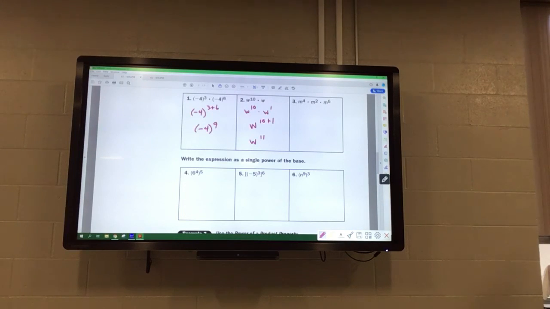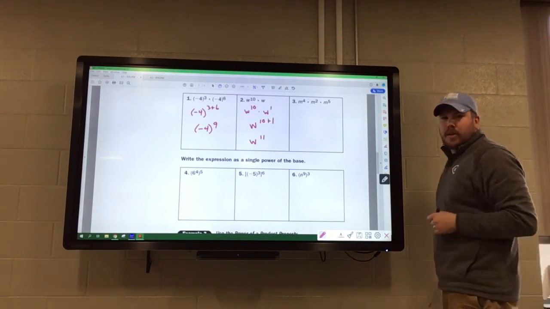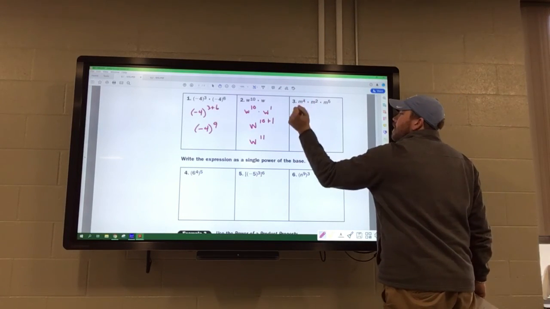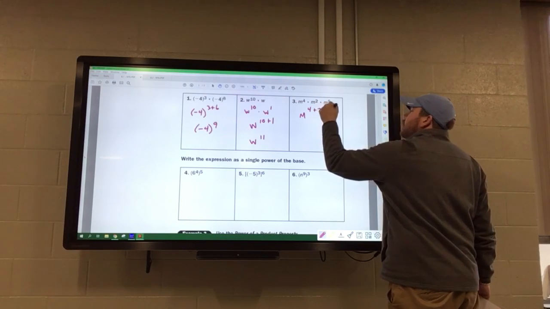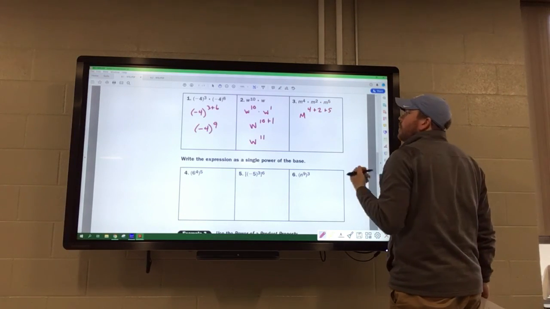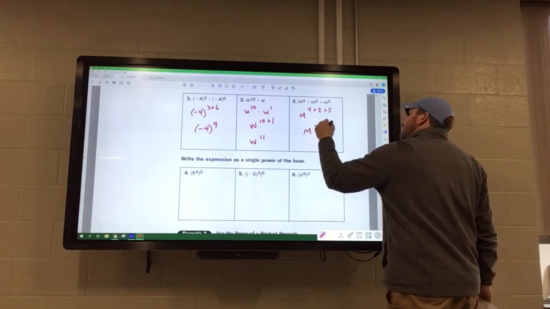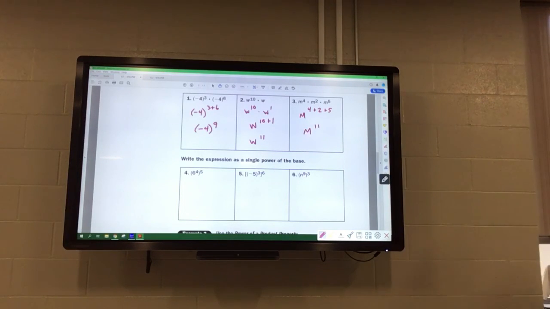And then for number 3, we're multiplying 3 of them together, but we still follow the same rule, okay? I keep my base and I add all of the exponents. 4 plus 2 plus 5 is 11, so my final answer is m to the 11th power.